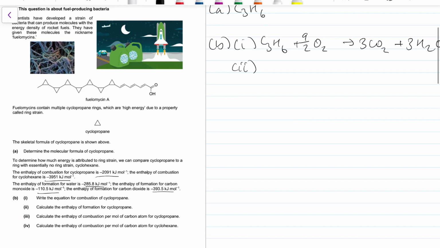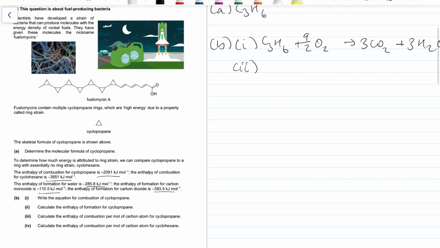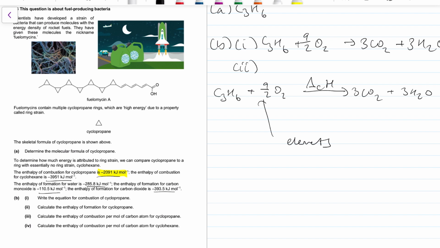Part 2, calculate the enthalpy of formation. Well, this is a pretty standard Hess cycle that you find on an A-level paper. We have our starting materials here and our combustion products. We know this value, this is the enthalpy of combustion, and we have that here as for cyclopropane being minus 2091 kilojoules per mole. And then if we complete a Hess cycle, I'm just saying these are elements here, I don't really care what they are.